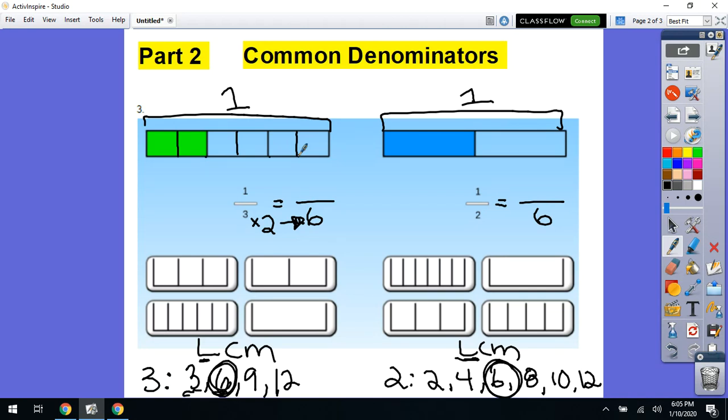Yep. So how much is in the green out of the 6 pieces? So out of 6 pieces, 2 pieces out of 6. Excellent. This is 3, 4, 5, 6. Yep. This is 2/6.